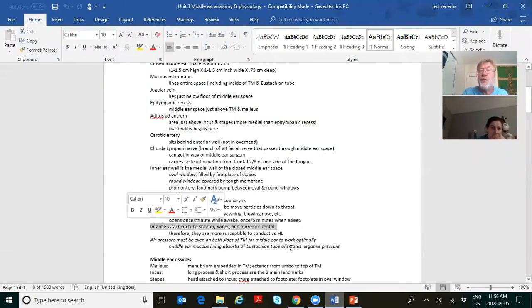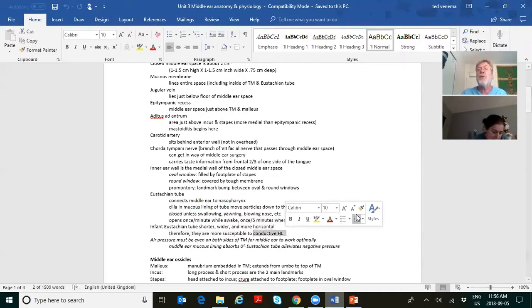Infant Eustachian tubes are shorter, wider, and more horizontal, just like we said before. Therefore, children are more susceptible to what we call earaches. And look at the word here, conductive hearing loss. Remember what we said in our first Zoom session 2 weeks ago? We said that with problems to the outer ears or problems to the middle ears, you get a conductive hearing loss. Let me explain that very clearly.